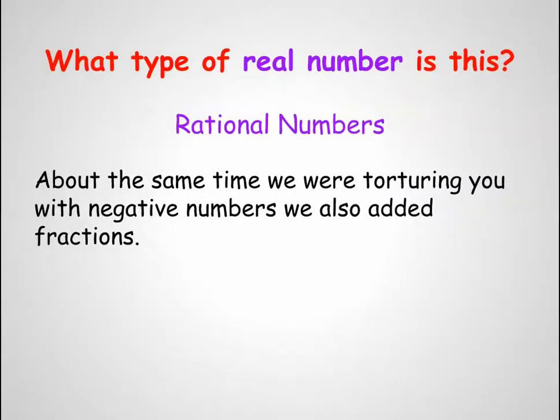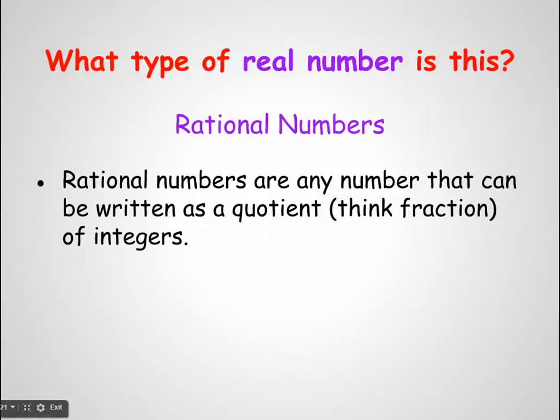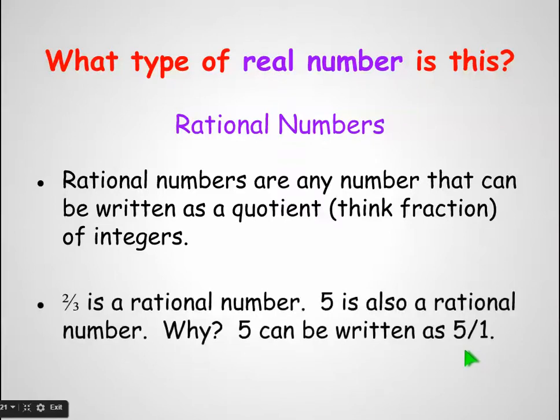About the same time we were torturing you with negative numbers, we also added fractions. Rational numbers are any number that can be written as a quotient. In layman's terms, a fraction. A quotient of integers. 2/3 is a rational number. 2 is an integer, 3 is an integer. 5 is also a rational number. Why? 5 can be written as 5/1. Again, a fraction of integers. 0 likewise, 0/1.